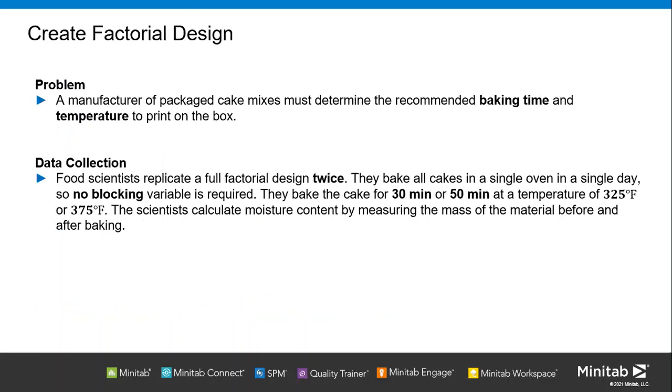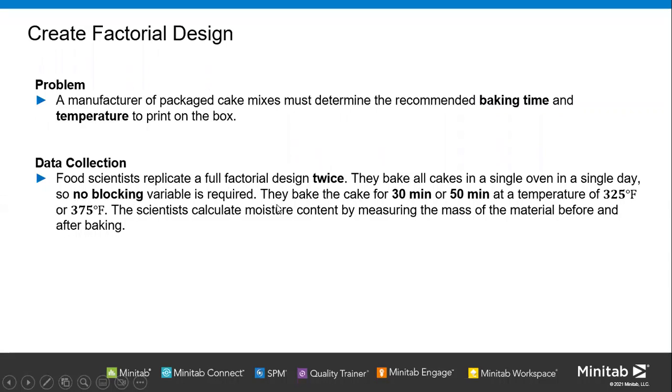Okay, so we try this case study here. A manufacturer of packaged cake mix must determine and recommend the baking time and temperature to print on the back of the box. For this case, the food scientists replicate a full factorial design twice. That means they provide 2 factors, baking time and temperature, and they want to use 2 replications. They bake all the cakes in a single day, so they consider that there is no blocking.